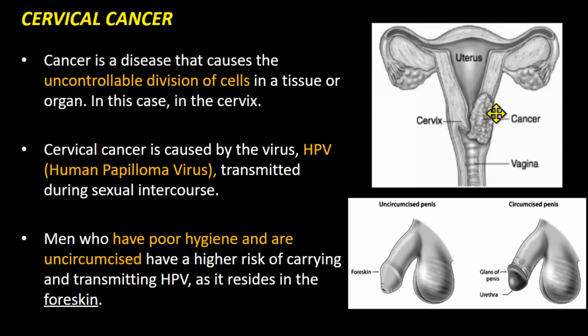So once again, to remind you, cancer is a disease that causes the uncontrollable division of cells in a tissue or organ. In this case here, cervical cancer is in the cervix. So cervical cancer is caused by the human papillomavirus or HPV, and this is transmitted during sexual intercourse. Now, because men don't have a cervix, they are not afflicted by cervical cancer, but they can pass HPV on to women. Men who have poor hygiene and are uncircumcised have a higher risk of carrying and transmitting HPV because it usually resides within the foreskin. Of course, circumcision is the cutting of the foreskin.